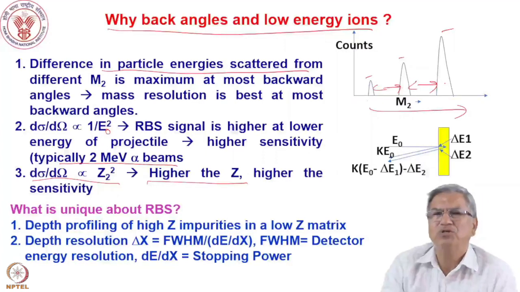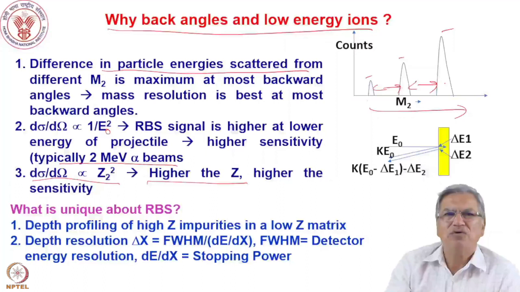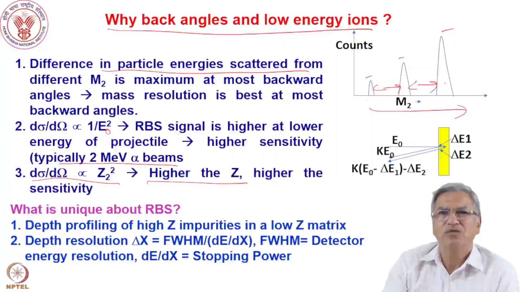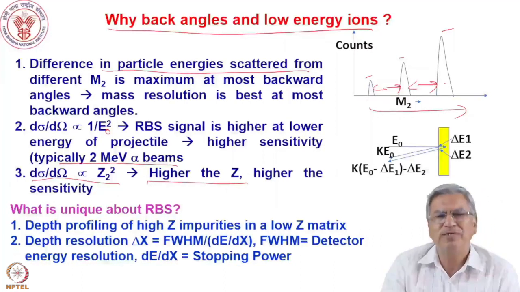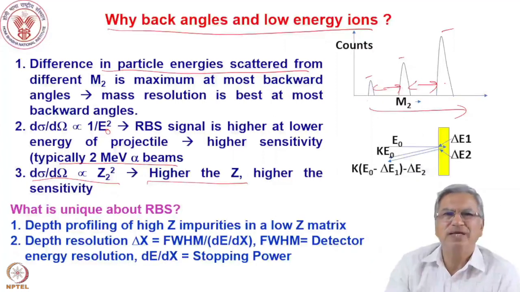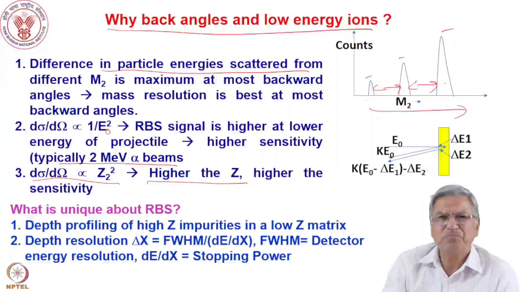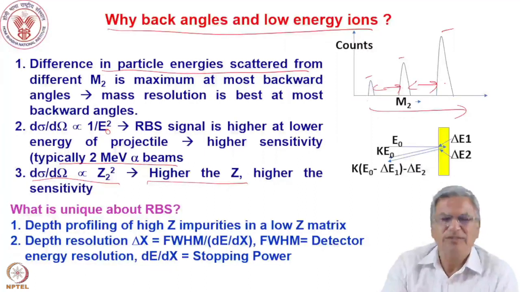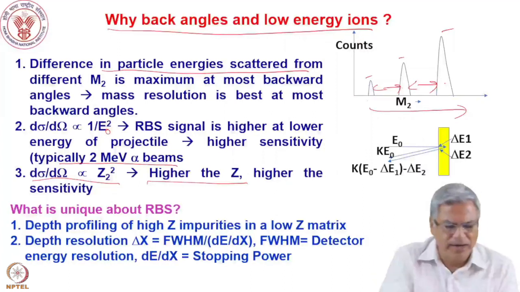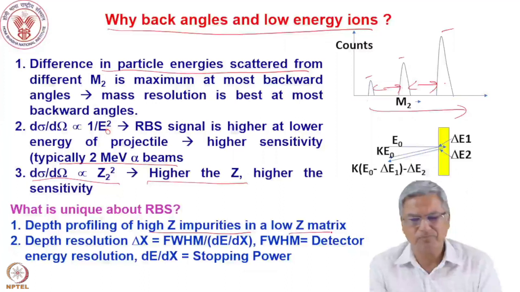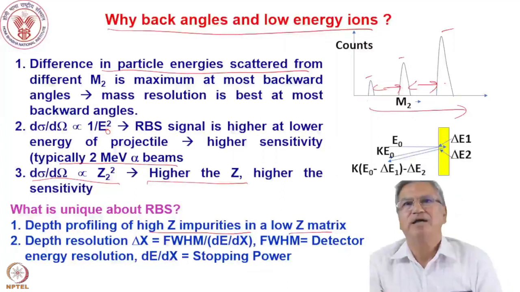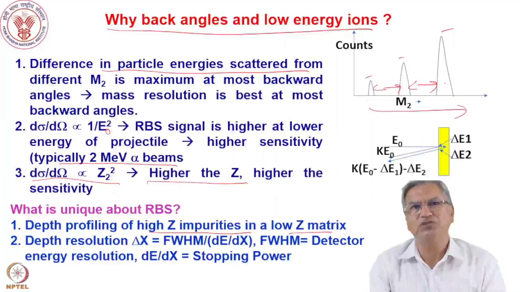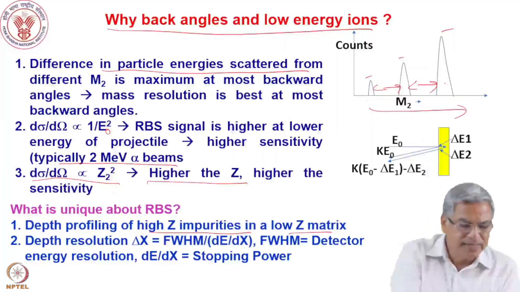Because of this, RBS is ideal for detecting high Z impurity in a low Z matrix. Mostly the applications of RBS involve determination of high Z impurities in a low Z matrix. Suppose you have a plastic in which you want to determine some metallic impurities or iodine, bromine. It is an excellent technique for that kind of job. So there are several applications. One is the determination of depth profiling of high Z impurities in a low Z matrix. Because higher Z is more sensitive and they appear at high energy, you can distinguish them from the low Z matrix. And second is the depth profile.